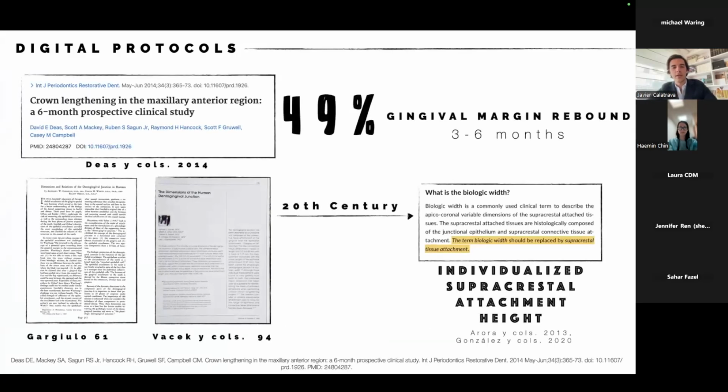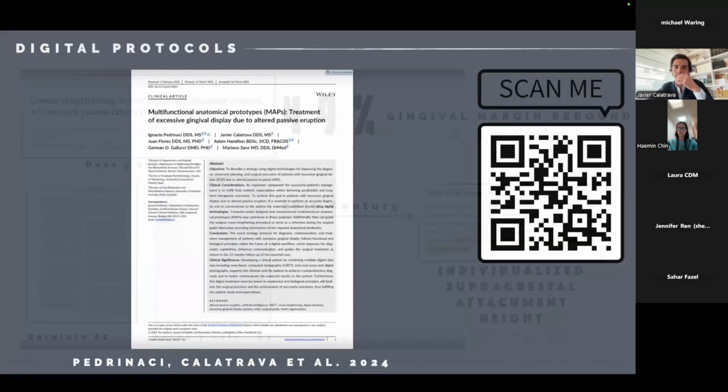And here's the slide that I was referring to, how we can see the high chances of gingival margin rebound. And also, now we know more information, and we know that the supracrestal attachment height cannot only be standardized, should not be standardized, but can be individualized to each individual patient.